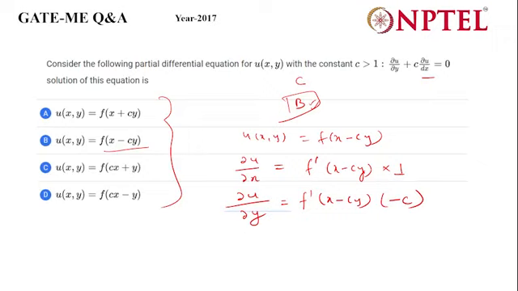Now we will put this value. If you put del u by del x and del u by del y in this equation, it will come as 0. So this option is satisfying your equation.